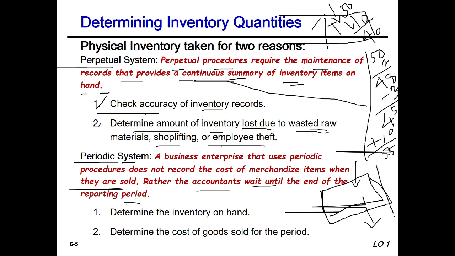That means suppose the reporting period ends on 31st December, so we need to wait until 31st December to record or consider the merchandise goods. Sorry, the inventory. So here we determine the inventory on hand. At the end of the year, or end of the accounting period, or end of the reporting period, we need to determine the inventory on hand. Number one. Number two, determine the cost of goods sold for the period. Also we need to determine the cost of goods sold. Okay, now move to the next slide.